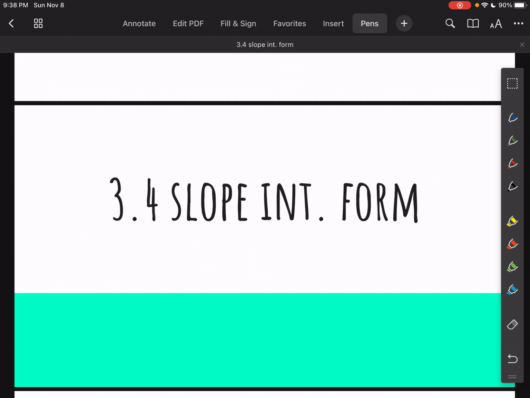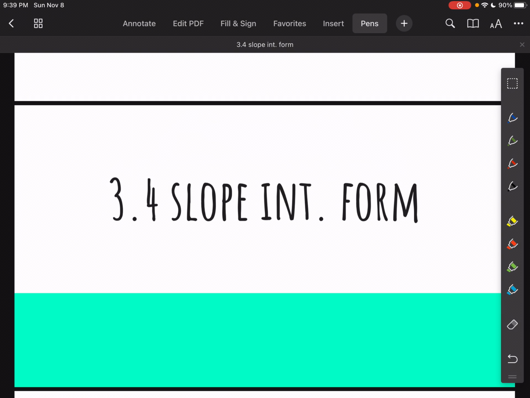Alright, Algebra 1, 3.4. We have been moving into the study of lines in Chapter 3. And 3.4, we're going to continue on that journey with slope-intercept form. Okay, so slope-intercept form for lines is probably the most popular thing that you'll see in Algebra 1, Algebra 2, probably what you've already seen in 8th grade.